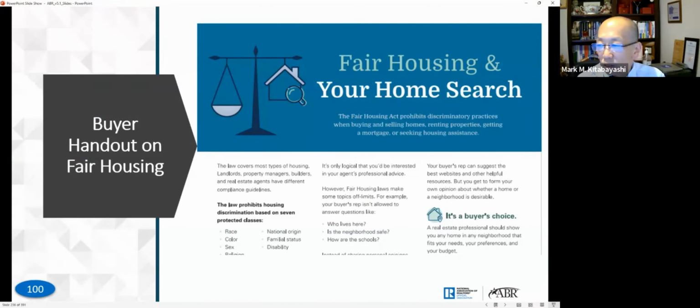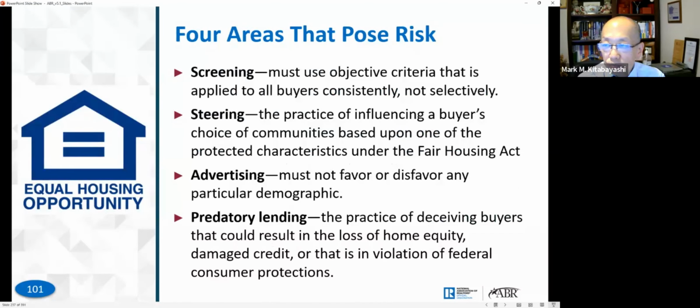And we do hand out the buyer fair housing items as well. Agent behaviors that pose the risk: screening, steering, advertising, predatory lending. It might not be the lender. Even in advertising, you cannot say, in the United States, this home is only for family, no single person, please. Or even say, this is a great family home. You cannot use the word family in advertisement.